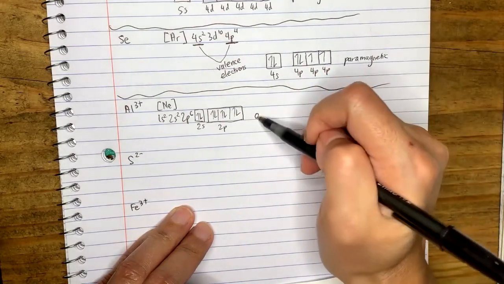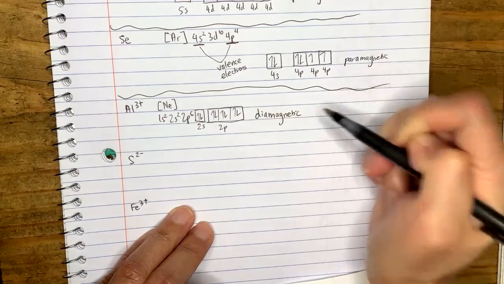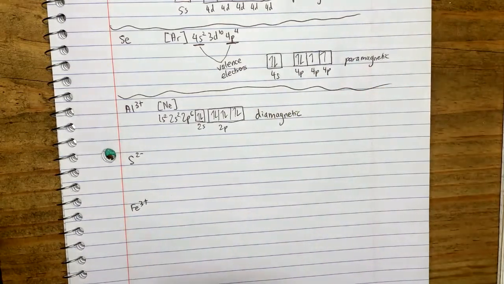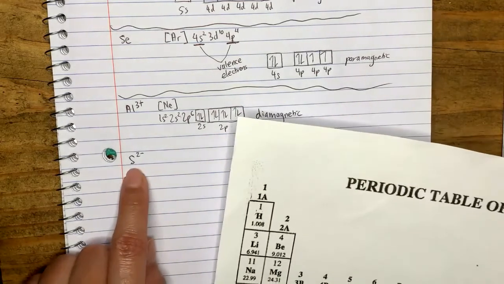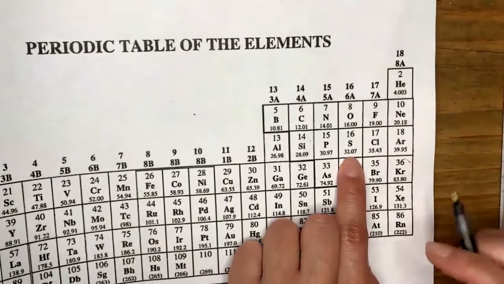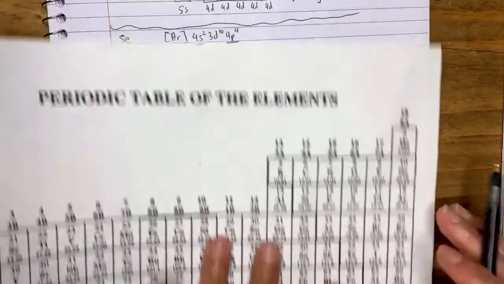Everybody's filled. So this is diamagnetic. Okay, now not all ions are always diamagnetic. I'll show you some of them are not. So let's do S2-. S2 negative is add 2 electrons, so it looks exactly like argon.